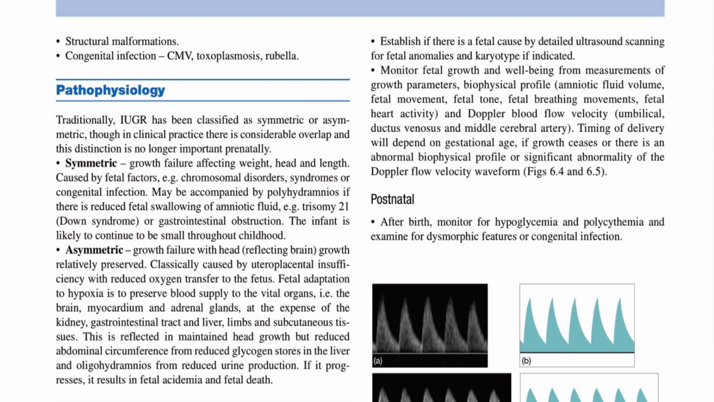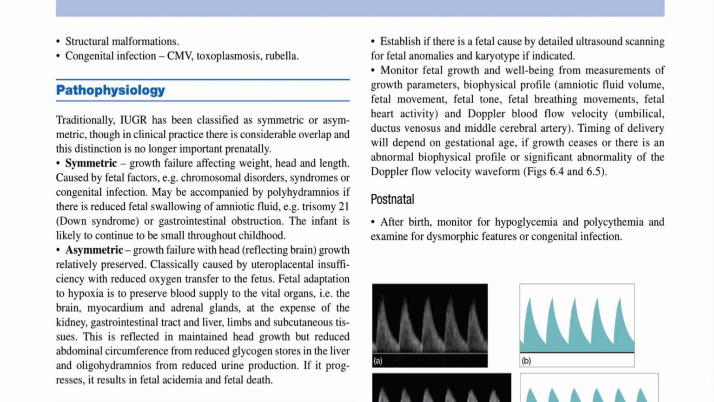Pathophysiology. Traditionally, IUGR has been classified as symmetric or asymmetric, though in clinical practice, there is considerable overlap and this distinction is no longer important prenatally. Symmetric, growth failure affecting weight, head and length. Caused by fetal factors, for example, chromosomal disorders, syndromes or congenital infection. May be accompanied by polyhydramnios, if there is reduced fetal swallowing of amniotic fluid, for example, trisomy 21, Down syndrome, or gastrointestinal obstruction. The infant is likely to continue to be small throughout childhood.